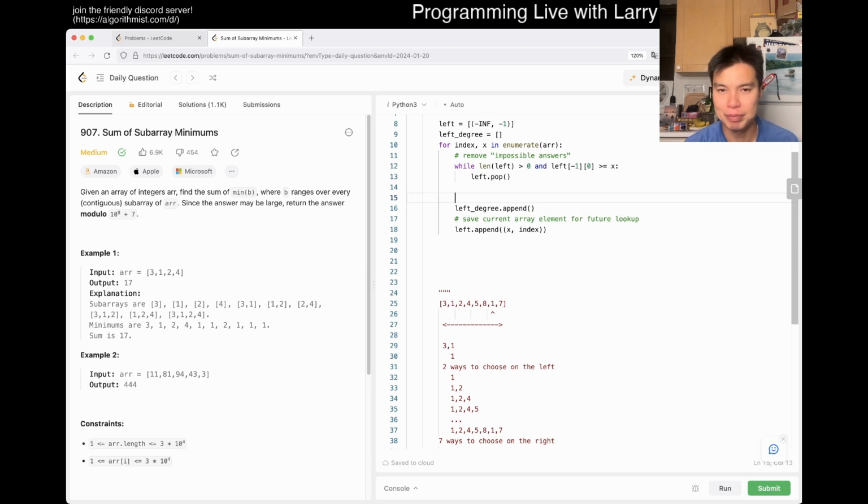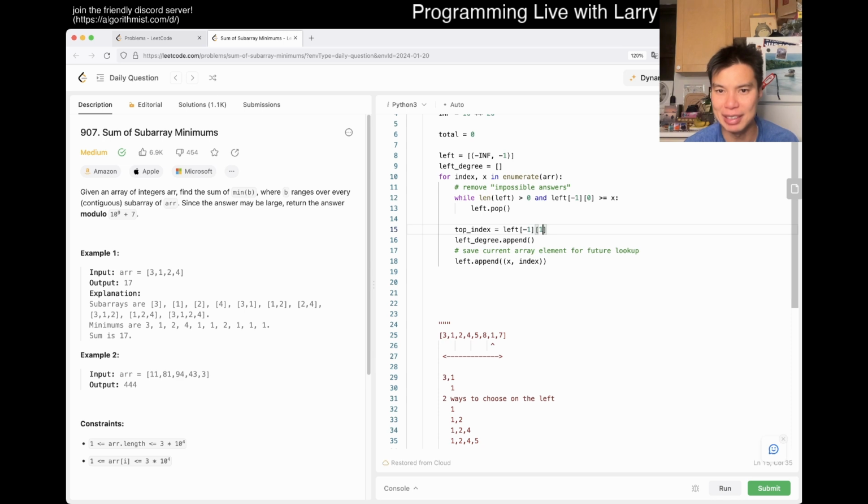So okay, top index is equal to left of -1's 1, and keeping in mind that because this is -infinity, we'll always have more than one element. So I guess I technically don't need this, but it's muscle memory. So top index is that. So then now index minus top index is going to be the number of degrees of freedom, right? Plus 1, right? Because you can also choose 0 as a degree of freedom, meaning nothing from the left side.